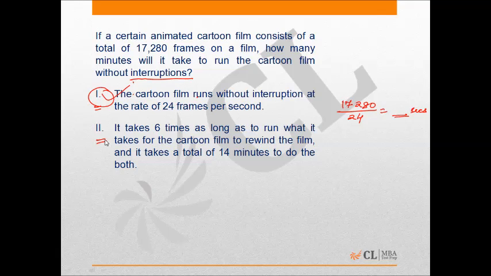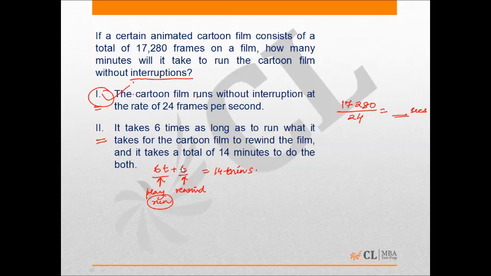The second statement says it takes 6 times as long to run as it takes for the cartoon film to rewind the film, and it takes a total of 14 minutes to do both. Now, if you are reading this particular statement, you will get to know that it takes 6 times as long to run as it takes to rewind the film. So we have 6t plus t. So this is to rewind, while this duration is to play or run as per the question. This is given as 14 minutes, sorry. Do you really think it's 14 minutes?